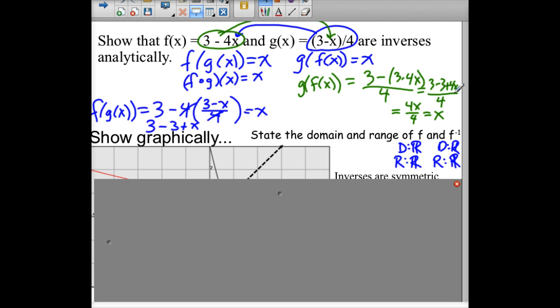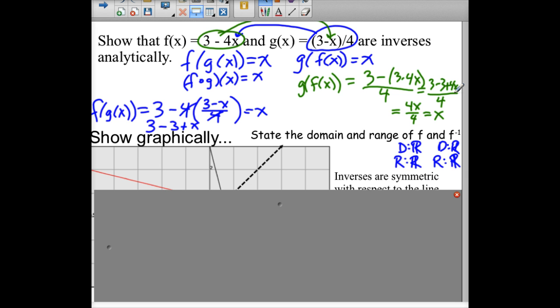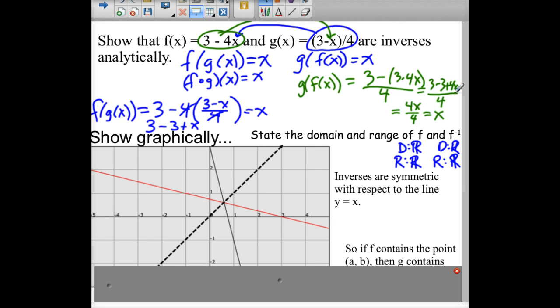All right, so graphically, if you look at the two graphs, they are inverses of each other with respect to the line y equals x. So this dotted line here is the line y equals x. This line here, the black line, is the line 3 minus 4x. It has a y-intercept of 3 and a slope of negative 4. The inverse is the red line, that's 3 minus x over 4. It's got a y-intercept of 3/4 and a slope of negative 1/4.